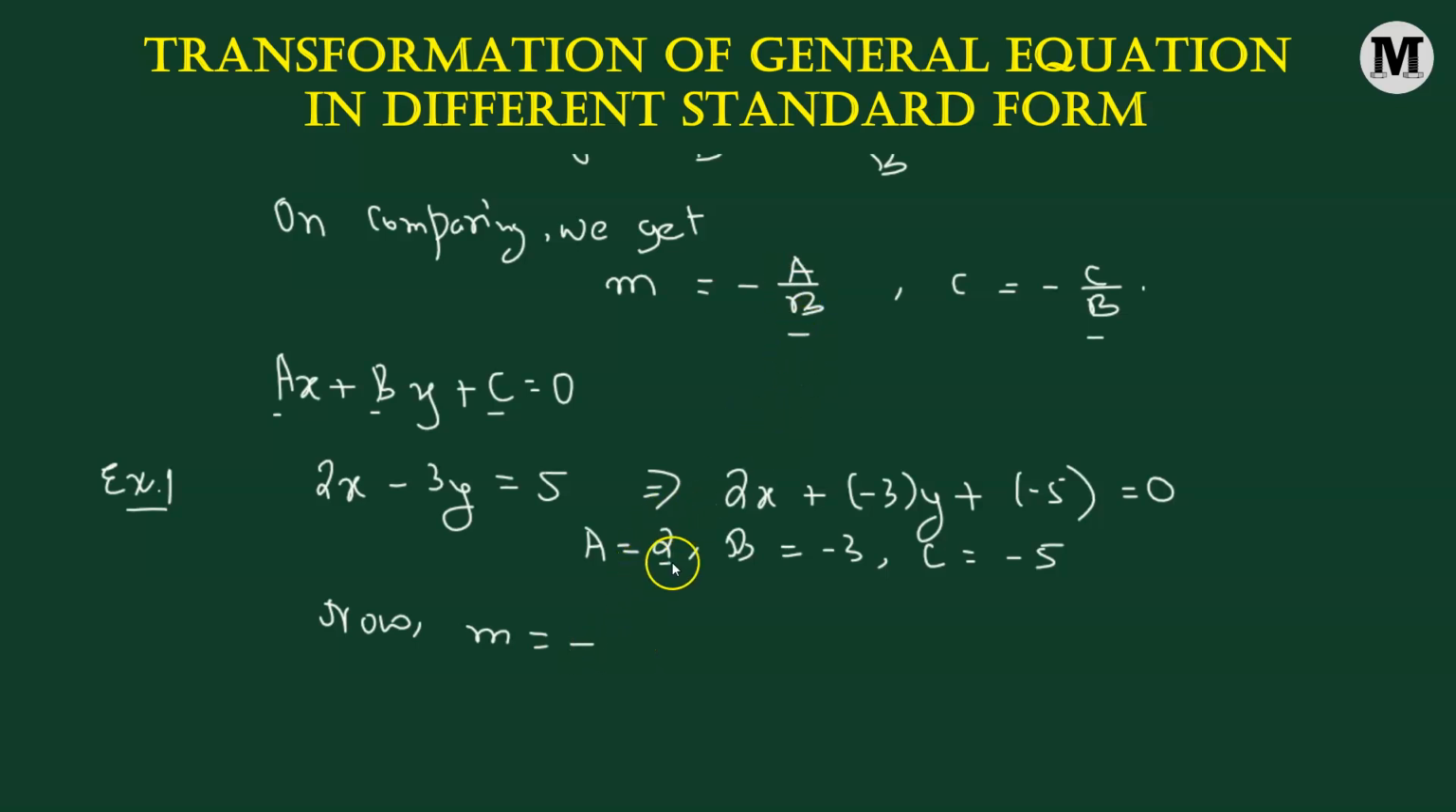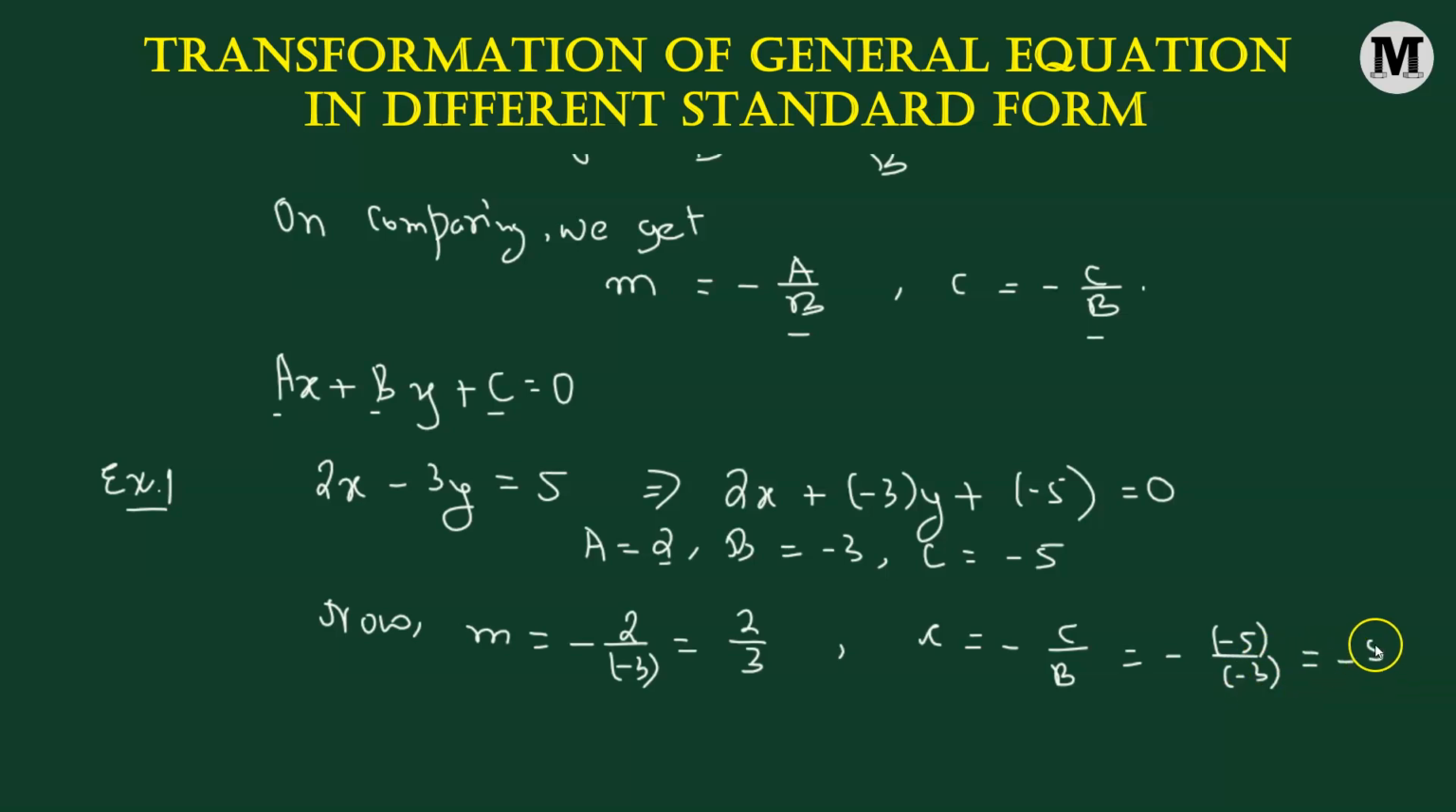So what is a here? That's 2. So 2 divided by b. So b comes out to be negative 3. So we have m equals to positive 2 over 3. Then let's compute the y-intercept. Y-intercept is negative c over b. So we'll get negative, c value that's negative 5, divided by b, that's negative 3.